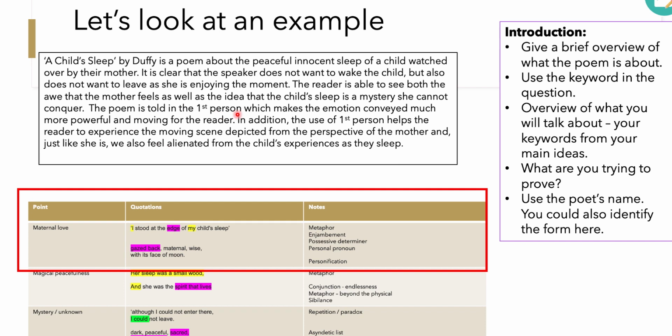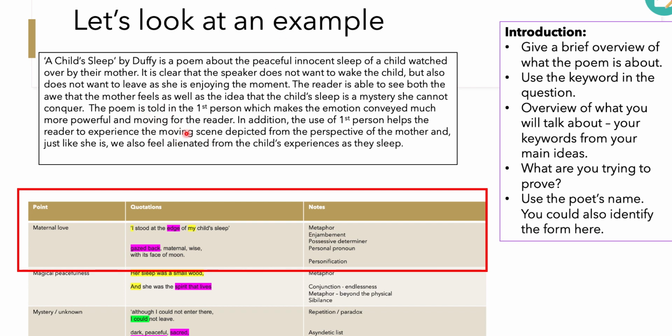The poem is told in the first person, so here I'm talking about form. So I said you could introduce the form here. So just in case I don't have time to talk about it in the essay itself, just in case I forget to come back to it, I'm just going to identify one of the points of form that are easy to talk about and that stands out. So the poem is told in the first person, which makes the emotion conveyed much more powerful and moving for the reader. So notice how I've gone back to the question up here.